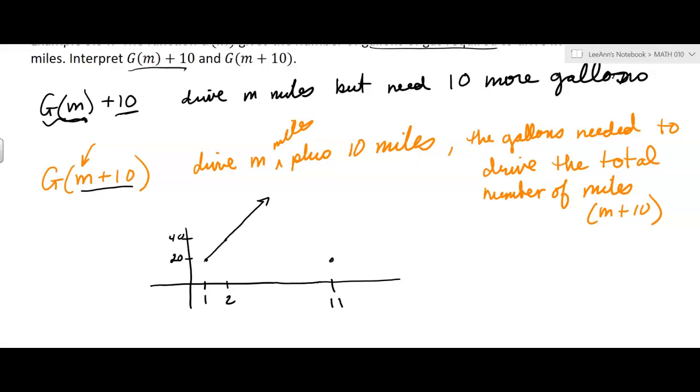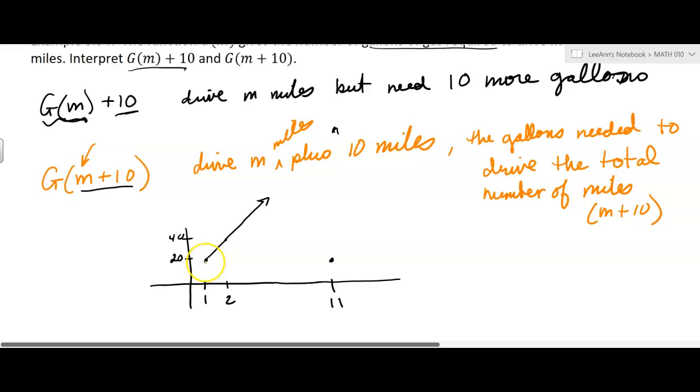No, that's wrong. Okay, so I've got to back up. That doesn't make sense, right? So I need the 11 miles to be way up here someplace. Okay, that's fine. Kind of ignore that. All right, that didn't make sense.